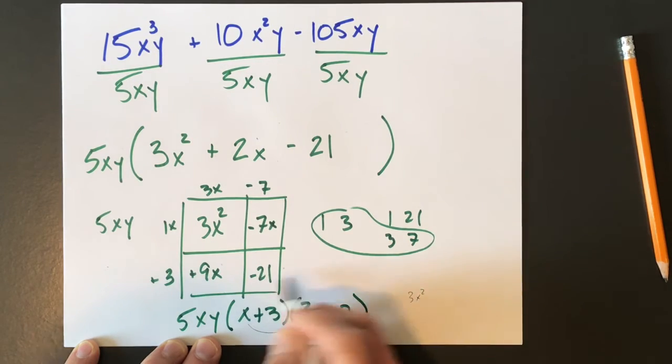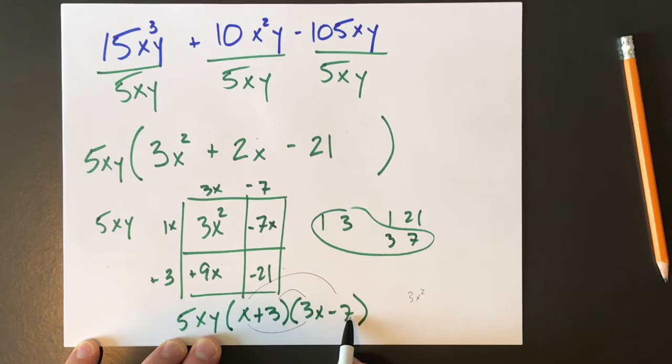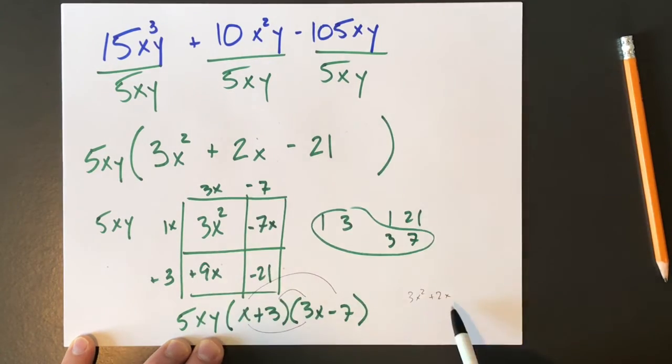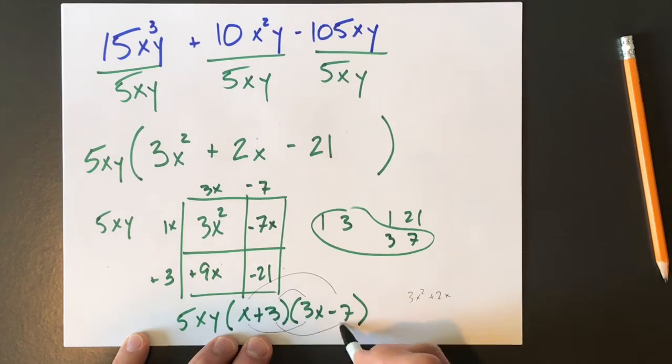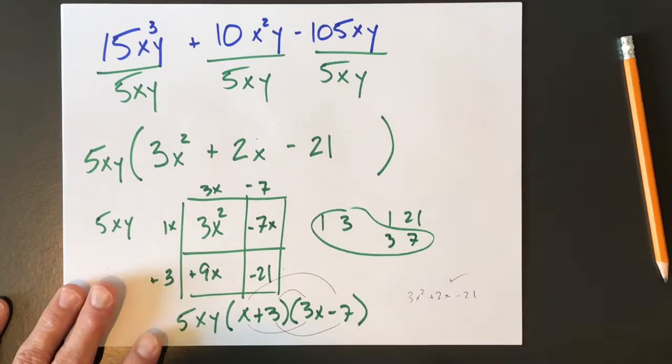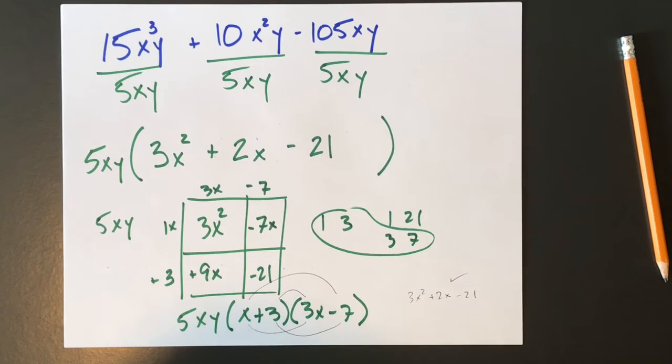The second term, I'll do the rainbows. I'll do the outsides and the insides. So x times negative 7 and 3 times 3x. So this is negative 7x and positive 9x. So that's positive 2x. 2x times 5 is 10. X times x is x squared and y. So we have that part. And 3 and minus 7 is minus 21. Minus 21 times 5 is minus 105. Xy is xy. So we know we did it right because this is the double check. So that's a way from start to finish on how to factor out a GCF.